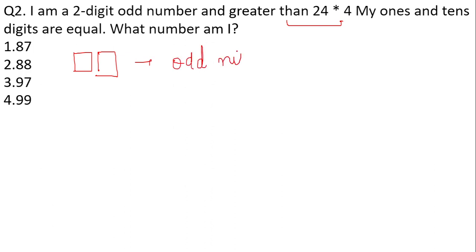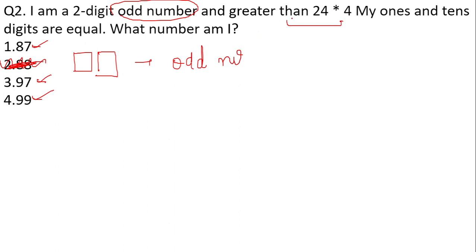So you can go option wise also. 88, 87, 97 and 99. Look here, option number 2 is eliminated here itself because they are asking us about the odd number, and 88 is an even number. So this cannot be the answer. So the answer can be among these 3 itself, right?